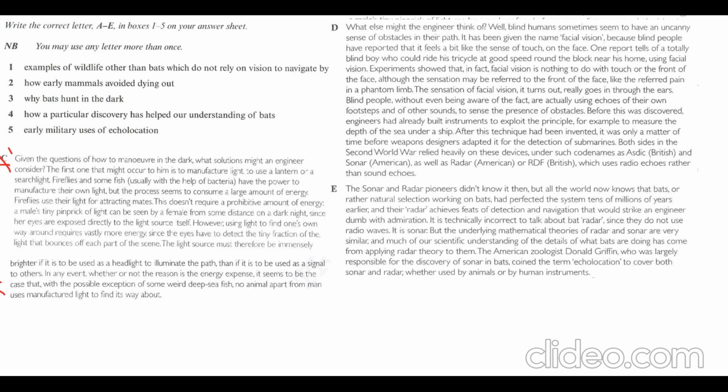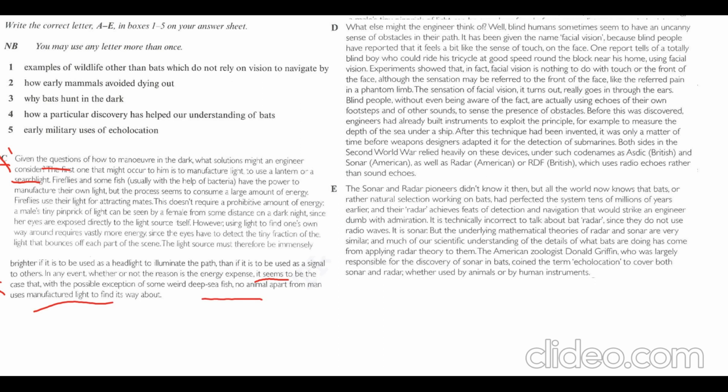So let's read here. Given the questions of how to maneuver in the dark, what solutions might an engineer consider? Okay, so here they're talking about what solutions engineers try to find out. If you go to the last 2 lines as well, it seems to be the case that, with the possible exception of some weird deep sea fish, no animal apart from man uses manufactured light to find its way about.